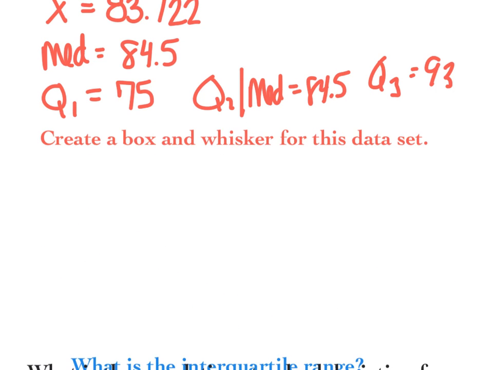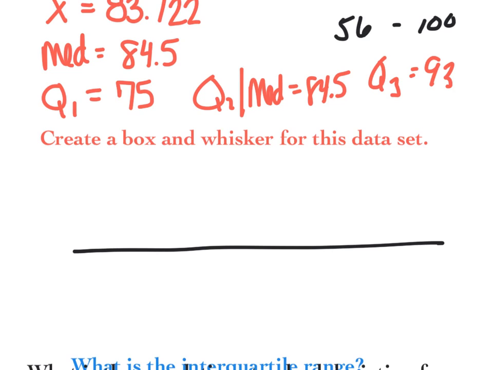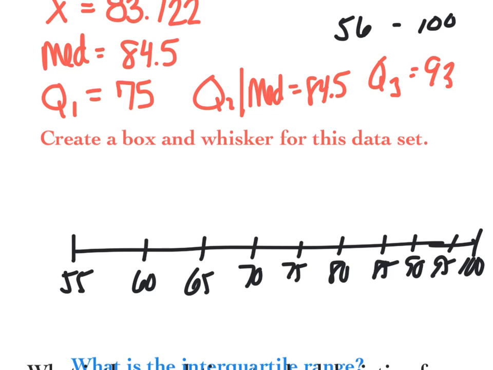We're going to create a box and whisker for this data. Again, it might be a long time since you've heard those terms, but we're going to talk you through it. So you go from your min to your max. My min was 56, let me remind myself, and my max was 100. So I'm going to pick a number to count by, maybe 5s. So I'm going to start at 55 and I'm going to end at 100. And then I'm going to plot all my data on there.